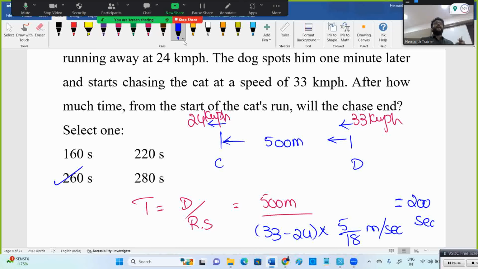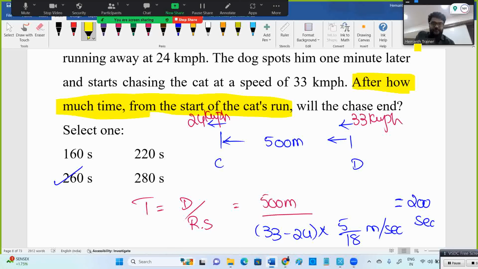The time taken for the dog to chase is 200 seconds, but the question is from the start of the cat's run. The cat runs 1 minute before itself. That 60 seconds also you need to consider. That's what you have to focus on in this point: from the start of the cat's run.